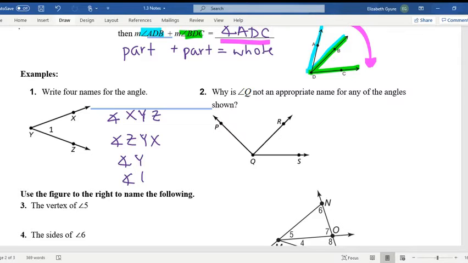For number 2, it says, why is angle Q not an appropriate name for any of the angles shown? Well, this is similar to what we talked about on the front. If you say angle Q, I won't know which part you're talking about. This is not a standalone angle. You might be talking about angle PQR, angle RQS, or the whole thing. So we're going to say Q is the vertex of multiple angles.